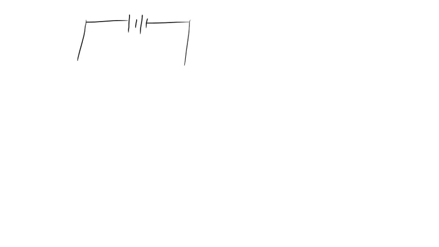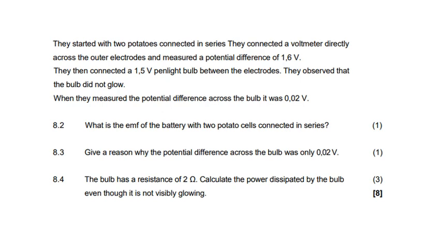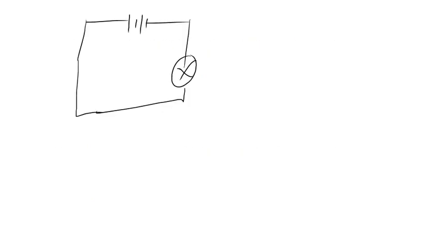The two potatoes, and then they said there's a light bulb in that experiment. Then you can do this. This represents your electrodes, and they are connected in series. They connected the voltmeter directly across the outer electrodes and measured a potential difference of 1.6. The outer electrodes, they mean your EMF, it's your total voltage across that circuit. So I'm gonna write EMF is equals to 1.6 volts.